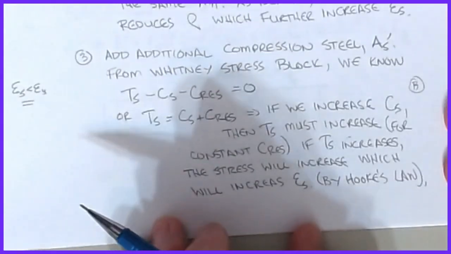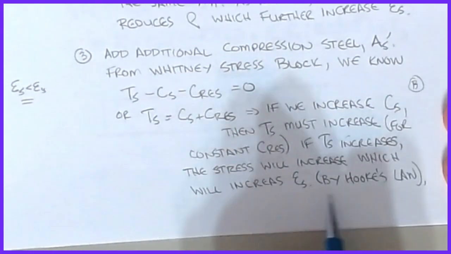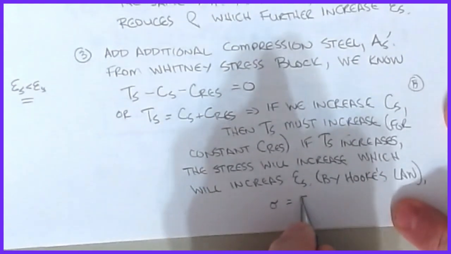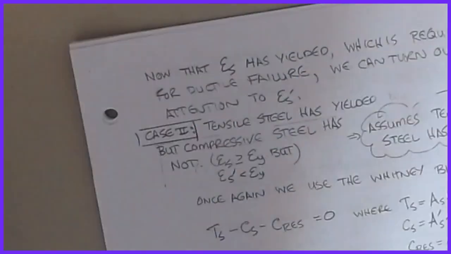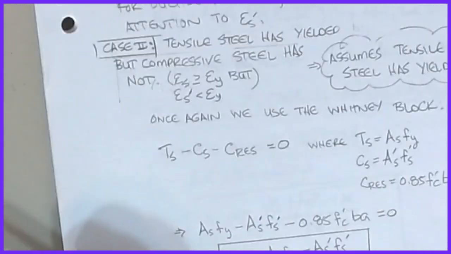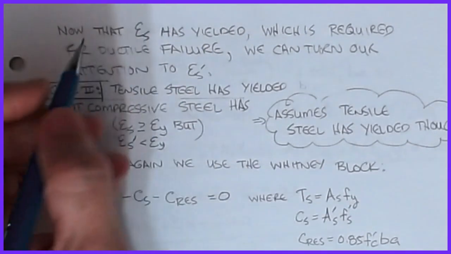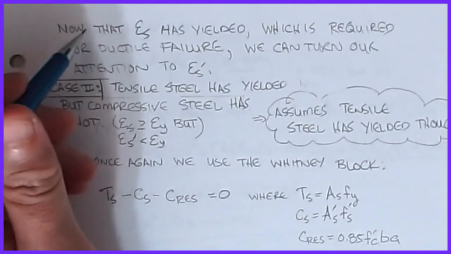Okay, so if TS increases, the stresses will increase, which will increase epsilon s by Hooke's law, because sigma is equal to E times epsilon, so sigma in steel is equal to E times epsilon s in steel. That's a pretty useful little step for us. So that's how I can get epsilon s to yield, and that's a requirement for ductile failure. So we've now made it yield.